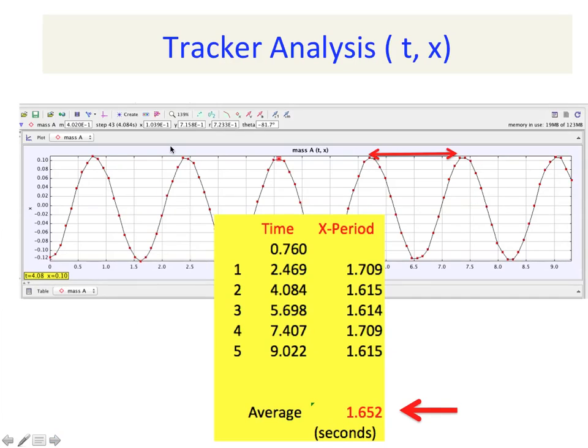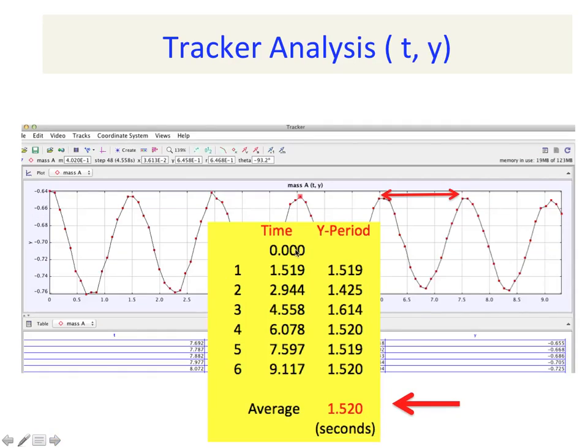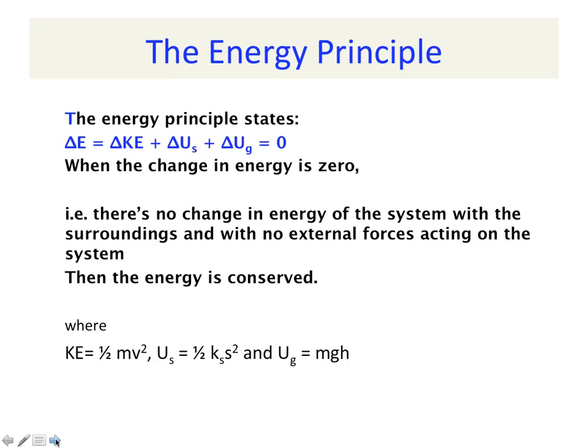From the tracker analysis, we came up with two different periods. This is the X period, 1.652 seconds. And this is the Y period, peak to peak, for several calculations, 1.52 seconds.